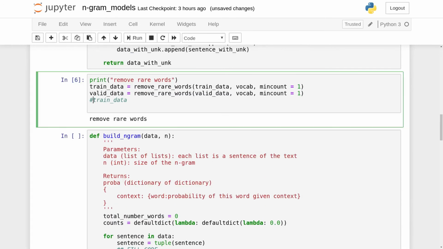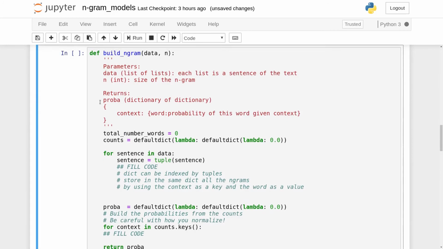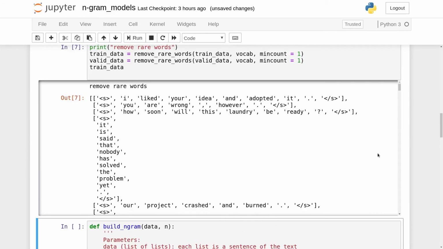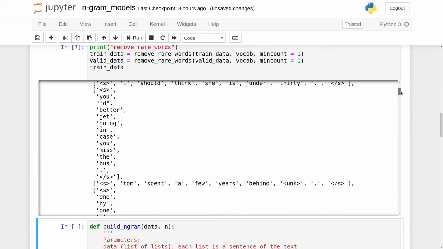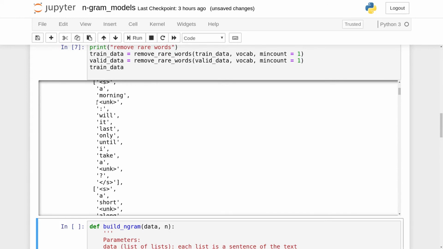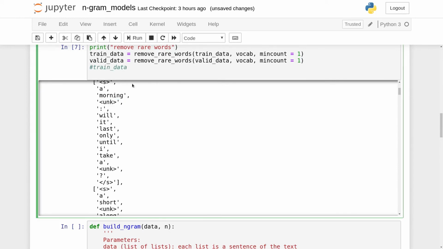All right, now let's see if our function works. Let's try to see our new training data. So let's see if there is some unknown. Yes, so in this example of a sentence, we have the unknown token here, so I believe it works fine.